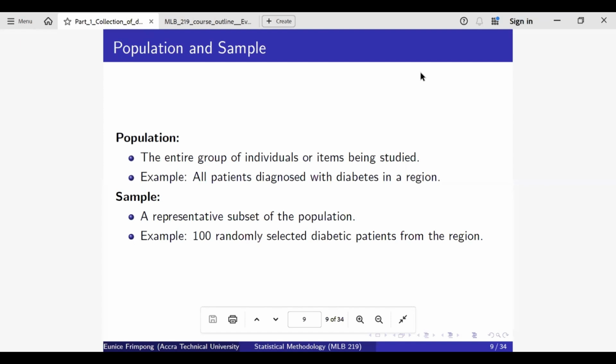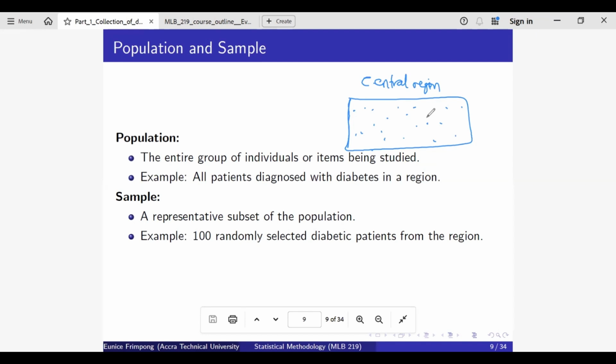So you have the population: all patients with diabetes in a particular region. Let's say this is the central region, the map of the region. There are so many facilities in there. Let's say all these dots represent the hospitals in the central region. In each of these hospitals, we have patients that have been diagnosed with diabetes. If I want the population, I would go to each of these hospitals and take note of all patients who have been diagnosed with diabetes in all the hospitals.